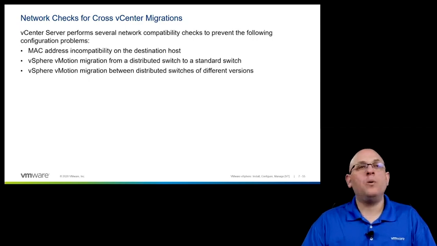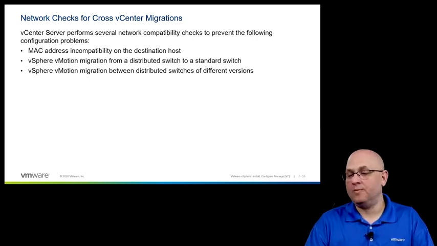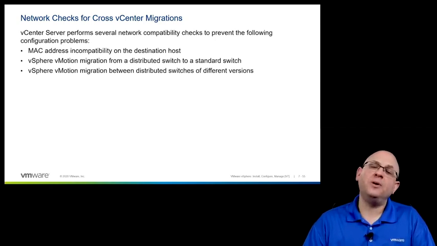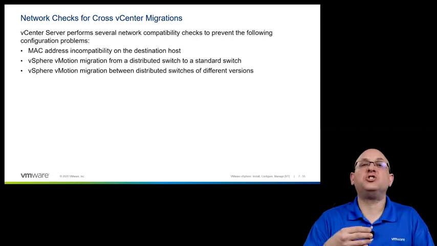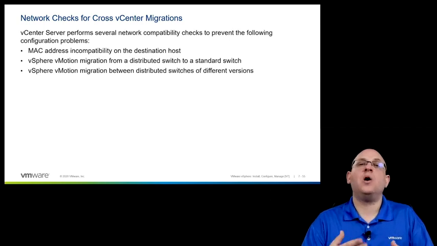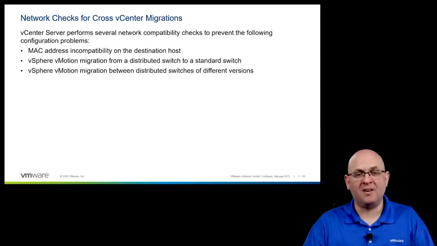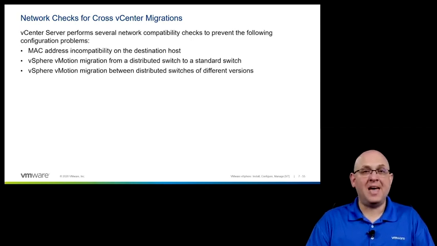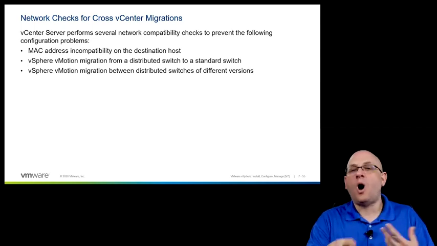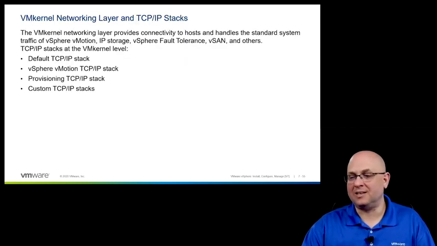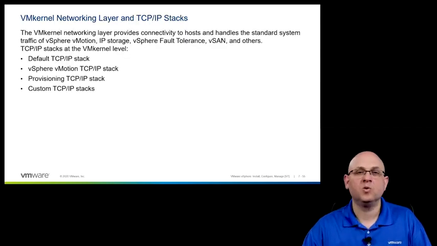Okay, great. We will also allow vMotion migrations from distributed switches to standard switches and from distributed switches of different versions. With each new major release of ESXi, we have some improvements on the distributed switch, and we label those with a particular version of ESXi that they were designed for. And you can move VMs from a newer distributed switch version to an older one, or an older one to a newer one, all as a part of this network check process through cross vCenter vMotion.